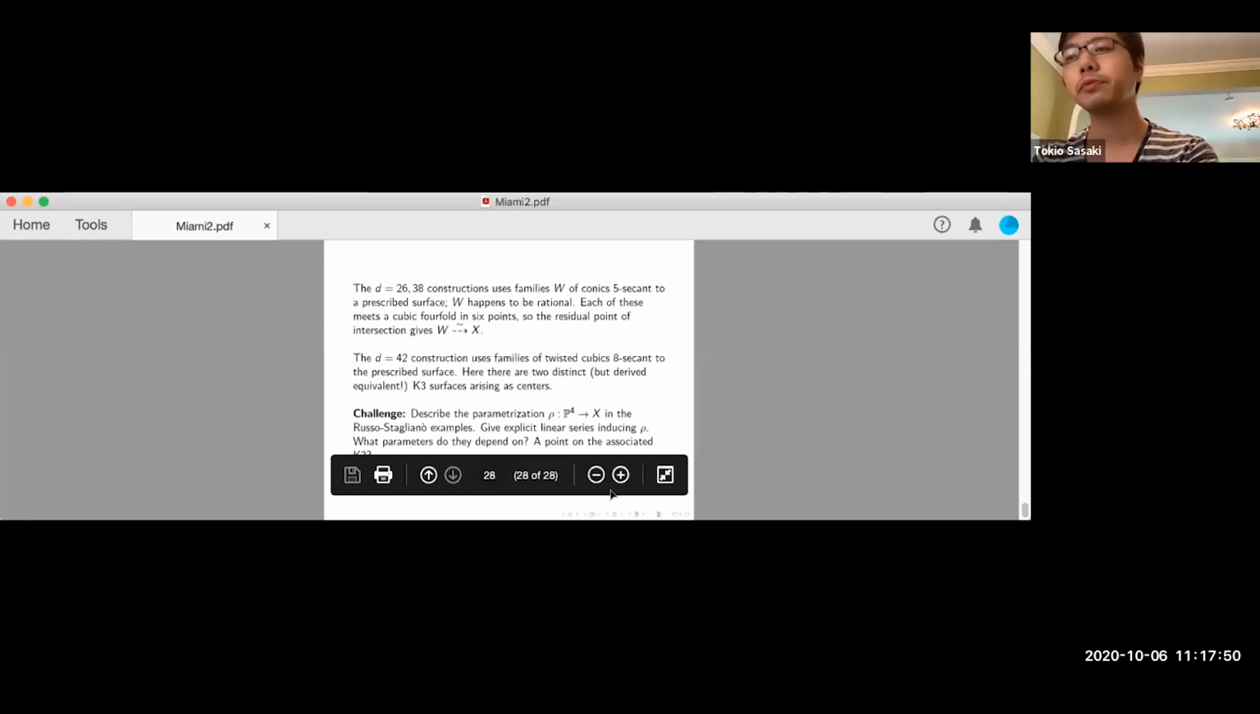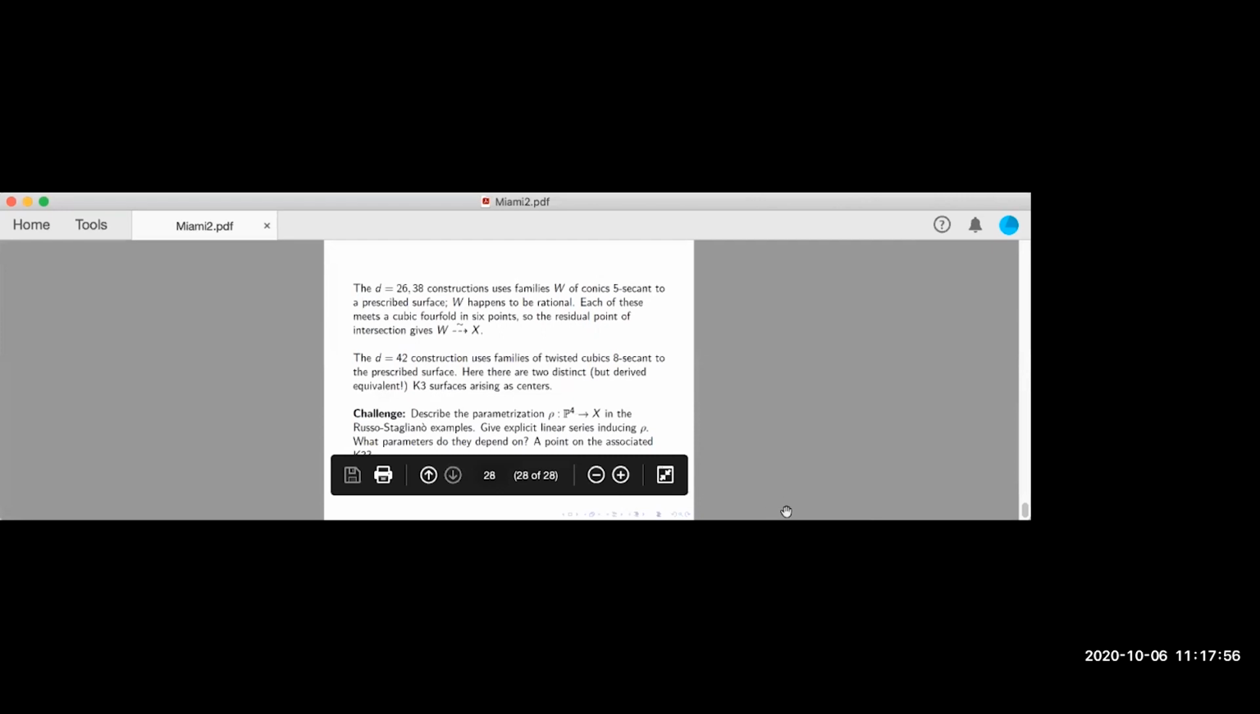Okay, thank you. So any other questions? Anybody? I have a question. So in the work of Russo-Staglianò, how is it proved that the generic cubic of this discriminant contains a ruled surface or a rational surface? Is it easy to see?